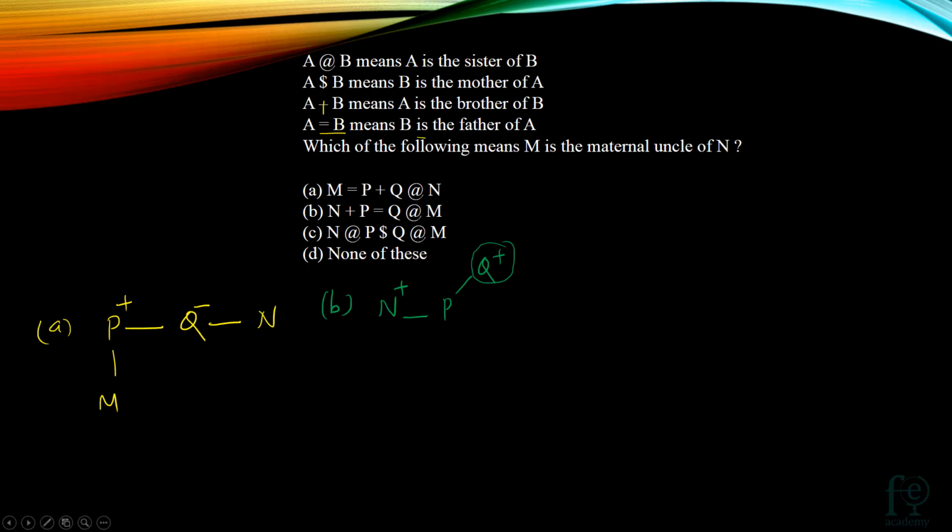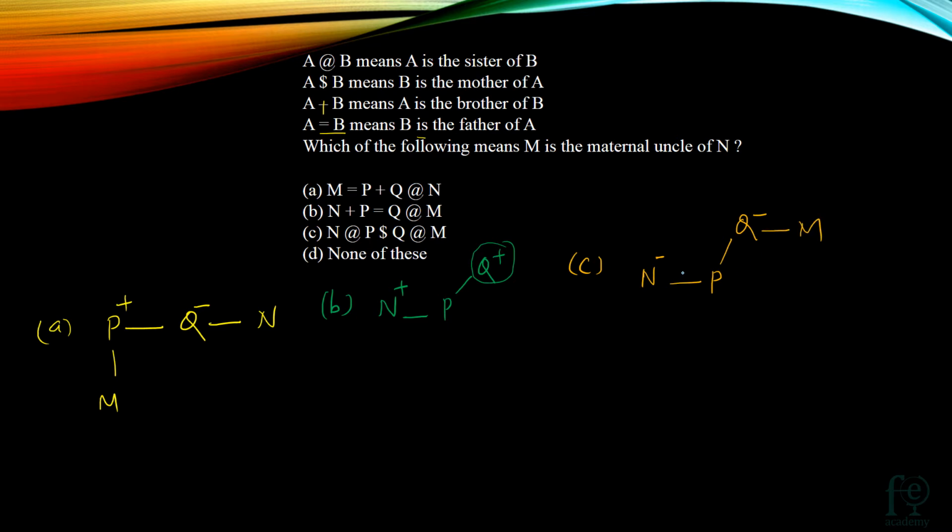Now let's go to option C. For option C, N at P. N at P means N is the sister of P. Now P dollar Q. P dollar Q means Q is the mother of P. Now Q at M. Q at M means Q is the sister of M.